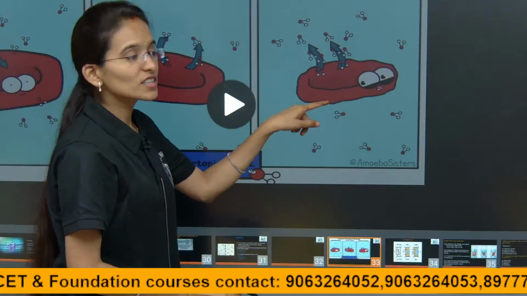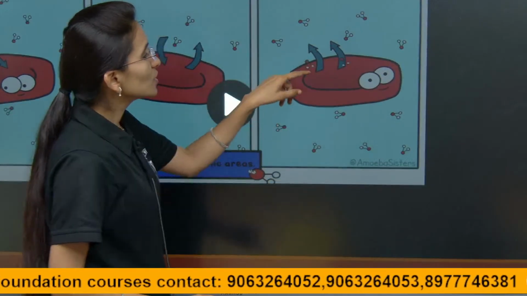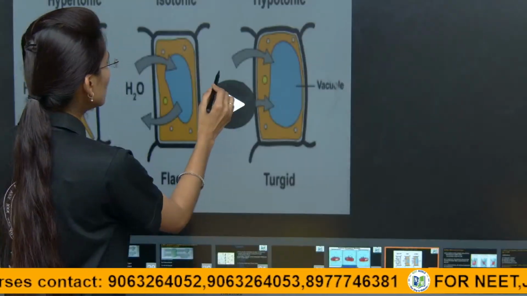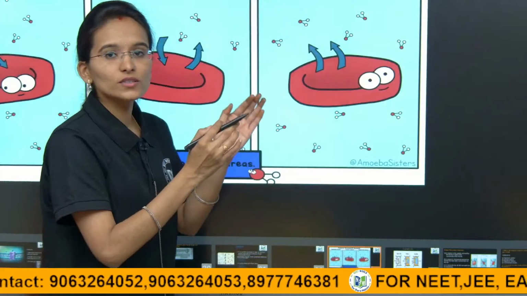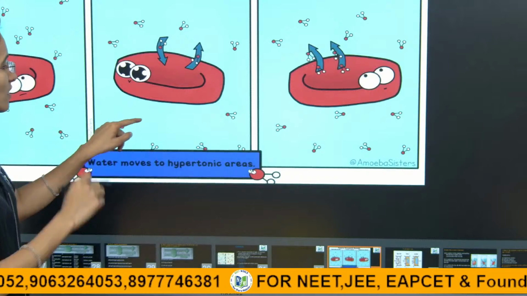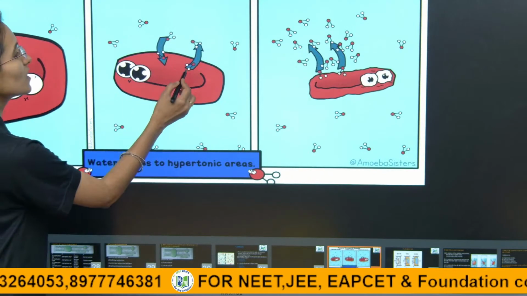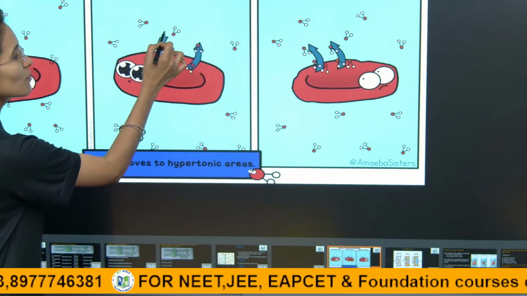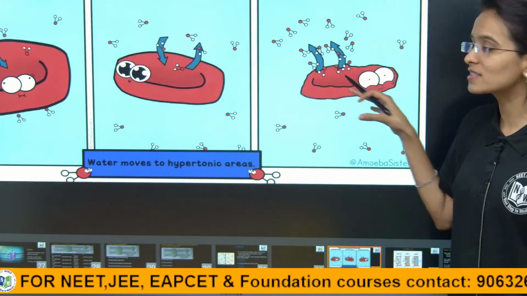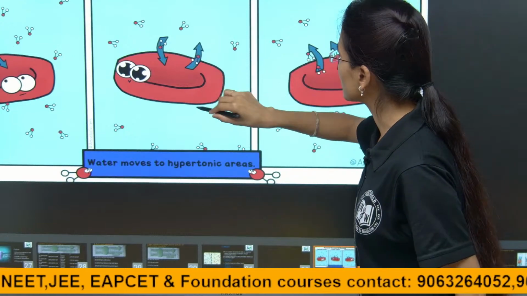Here the cell shrinks. Why does the cell shrink? Due to the high concentration of the solvent molecules, everything is going to be pushed outside. Outward movement of the solvent is going to occur, hence it is going to shrink. In the isotonic solution, there will be equal movement of the solvent molecules. Clear with the concept? It becomes easy for you by seeing this particular slide.